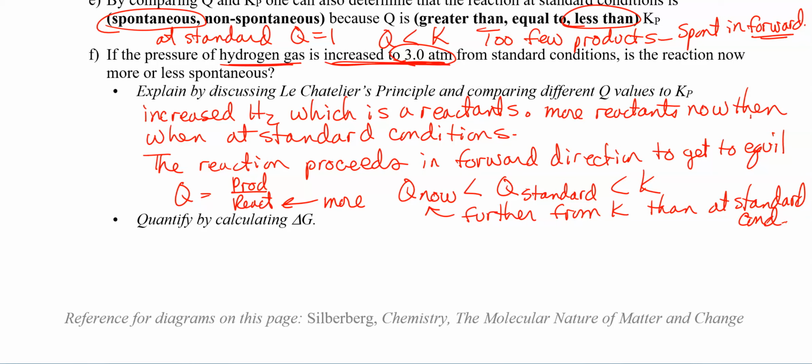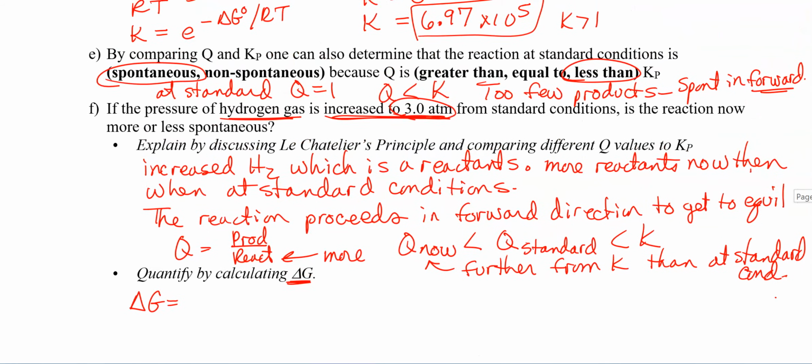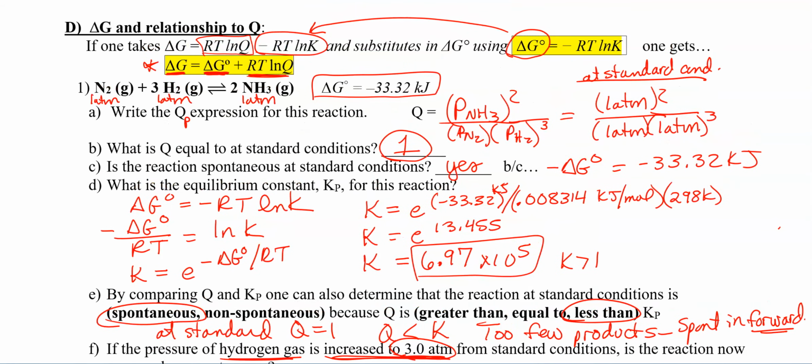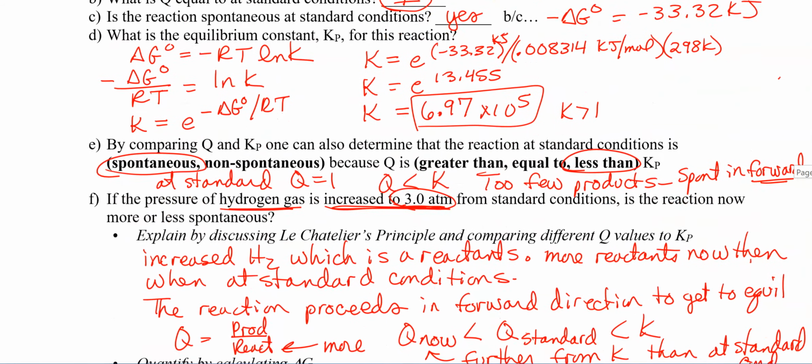So let's see if we can do more work. We're going to calculate the delta G and see if we can do more work from this position, and we should. So delta G is equal to delta G naught plus RT ln Q. We're using this equation here, so we're going to plug into that equation.